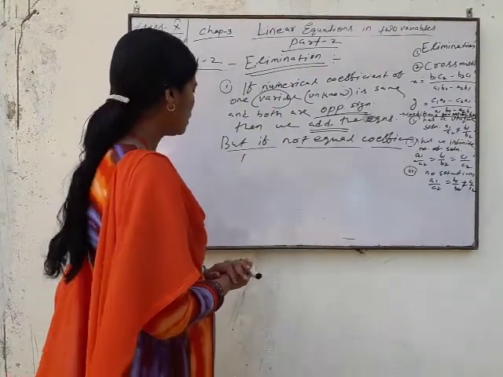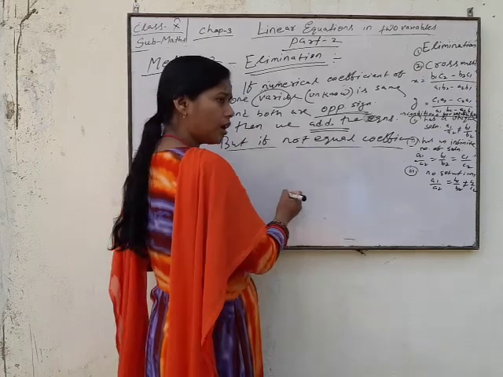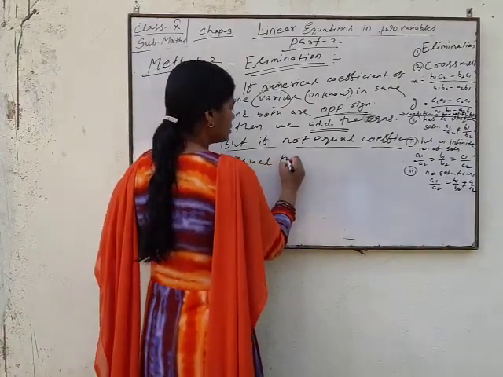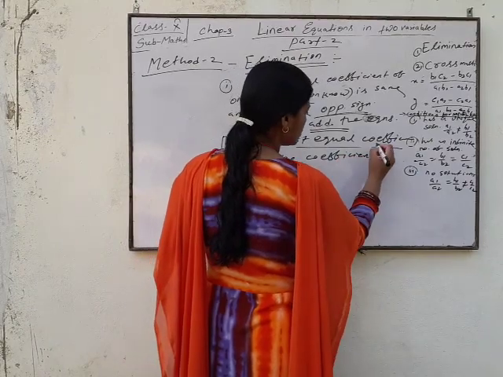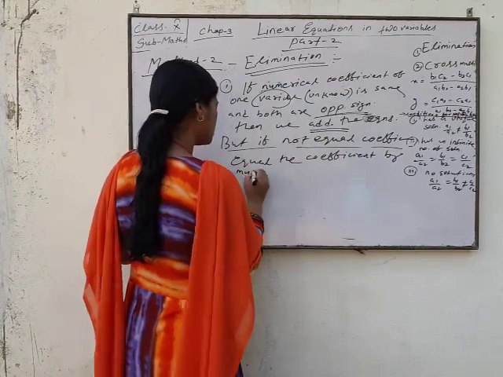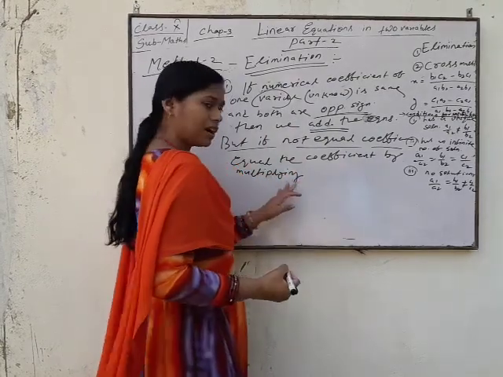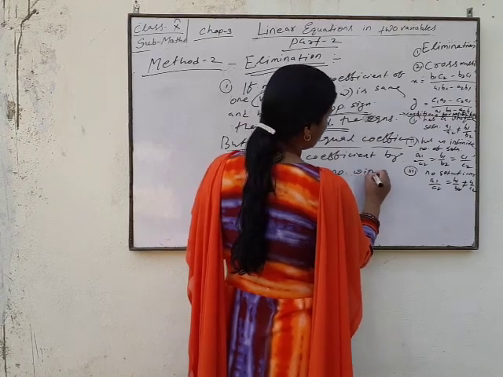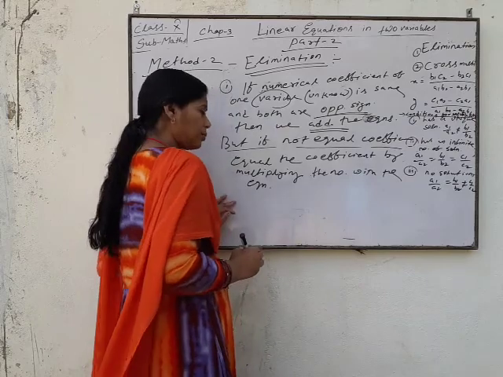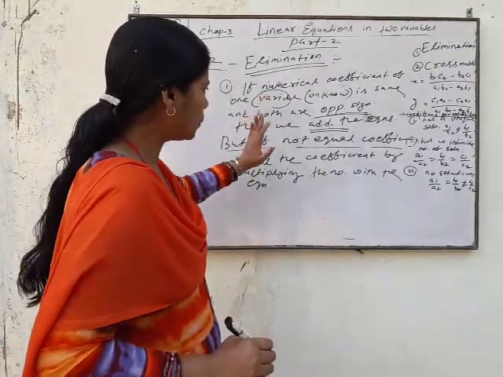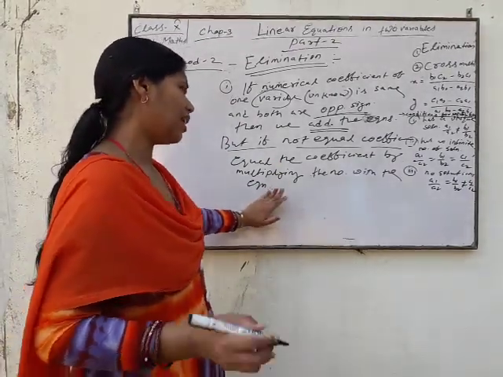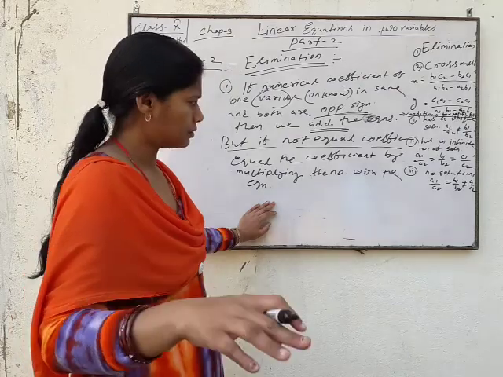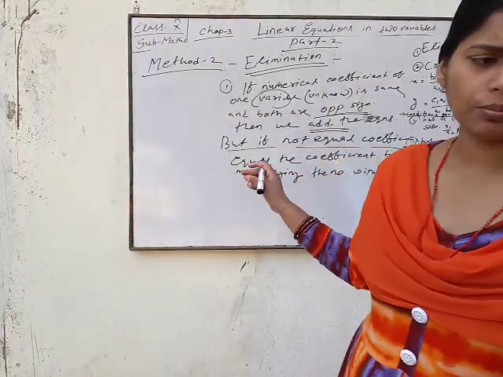One example: if not equal, first you try to equalize the numerical coefficient by multiplying the equation by a number, and then find the value of the unknown variables x and y, and then after putting those values in any one equation, we will get the value of the other variable. Okay, so now we will take one example.